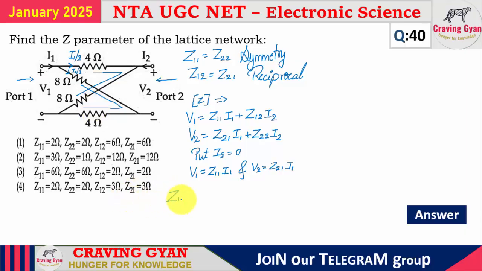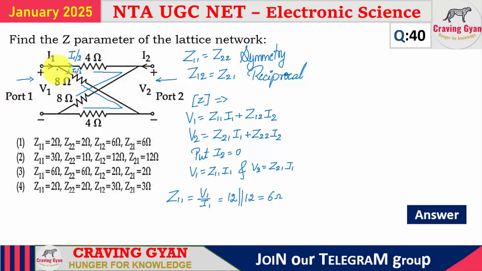So what is the impedance I'm going to get? That is Z11, which equals V1 divided by I1, which equals the impedance that is seen in both the paths. It is 12 in one path and 12 in the other path. How are they connected? In parallel. What is 12 in parallel with 12? Which is 6 ohms. Very, very important.